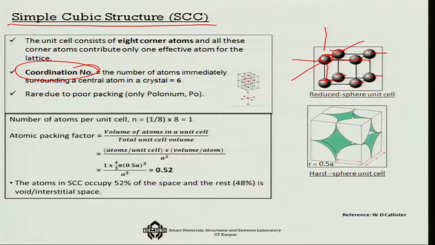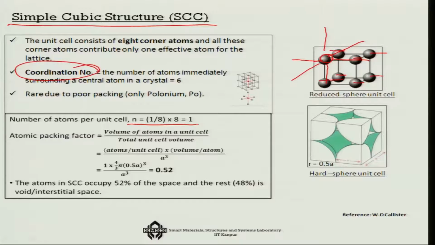This type of atoms, if you try to find out what the packing is, that means the number of atoms per unit cell, then you can do it in this manner: there are 8 atoms, and each one of the atoms contributes 1/8 to the whole thing. So, N is unity, and the atomic packing factor, how do we calculate it?